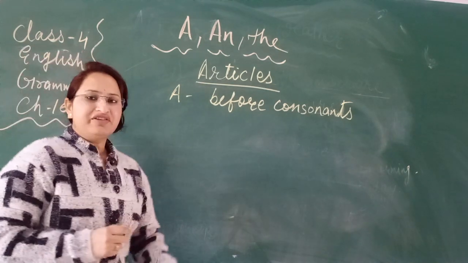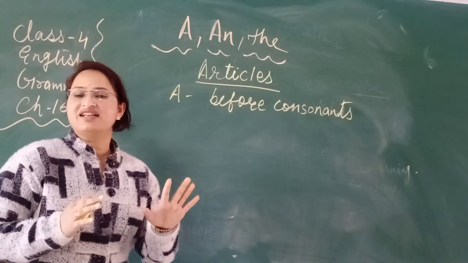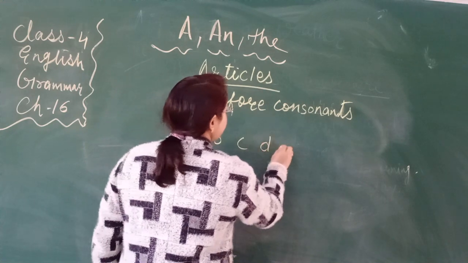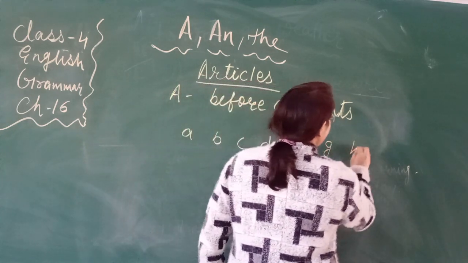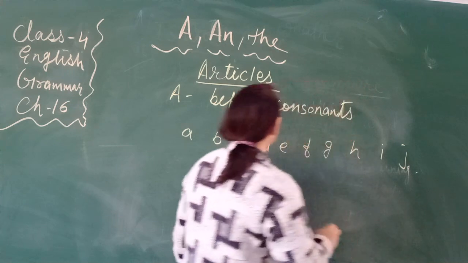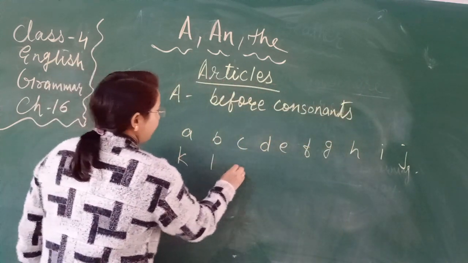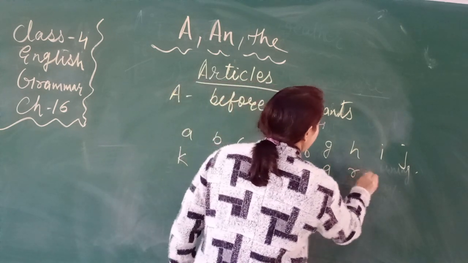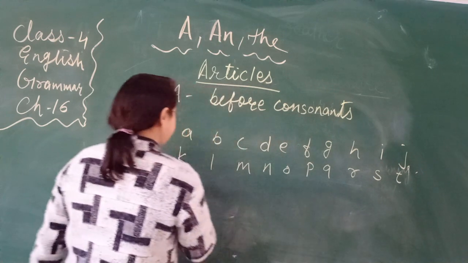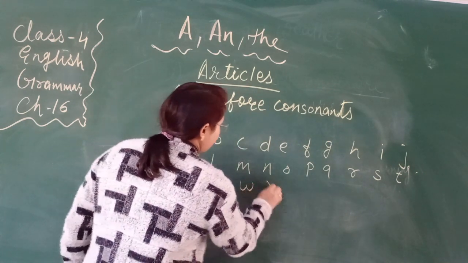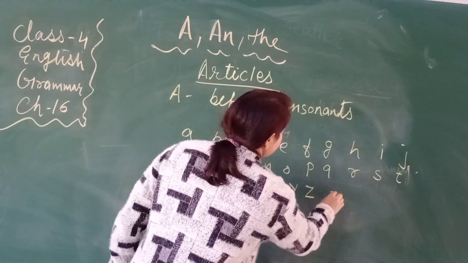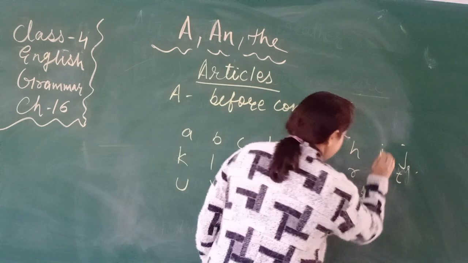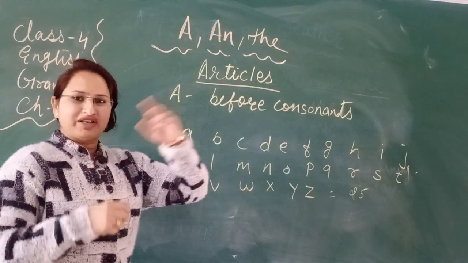Like there are 26 letters in English alphabet. सबको पता है ना? Which one? A, B, C, D, E, F, G, H, I, J, K, L, M, N, O, P, Q, R, S, T, U, V, W, X, Y, and Z. All these are the letters in English alphabet. सबको पता है ना? नर्सरी से पढ़ते आ रहे हैं.